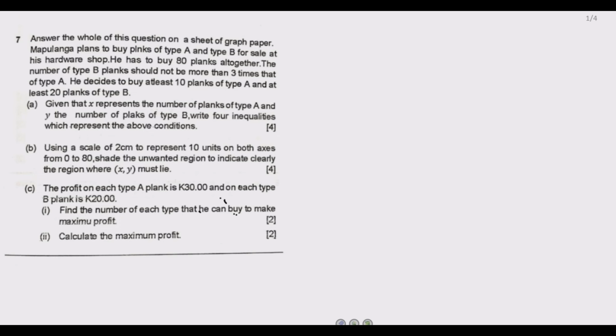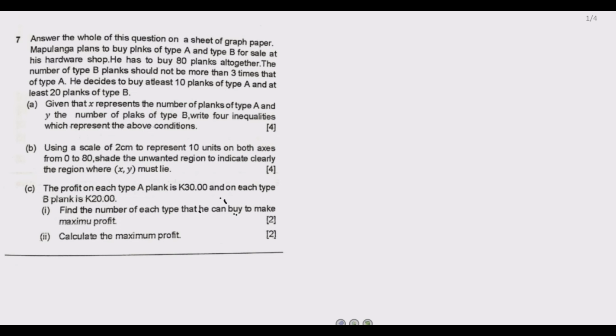So this question is normally a giveaway question. If you just understand and follow me clearly on how I answer this question, you will not have problems. You are assured of 12 marks. So let us break down this question.